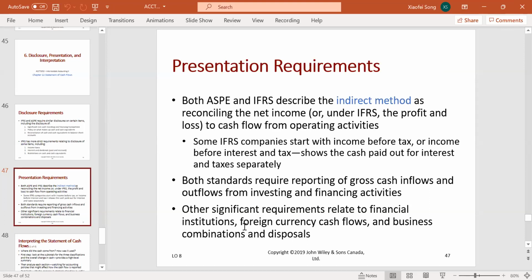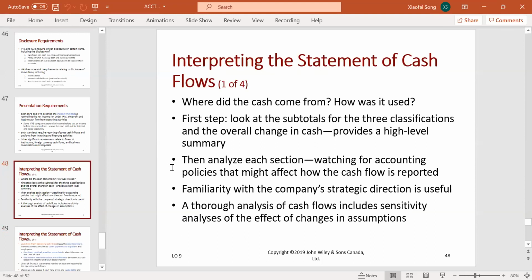There are some other things such as foreign currency, business combination, that's advanced topics, so we're not going to worry. So, interpreting the statement of cash flow, reading the statement of cash flow. Now, the statement of cash flow reports the inflows and the outflows in 3 different activity sections.